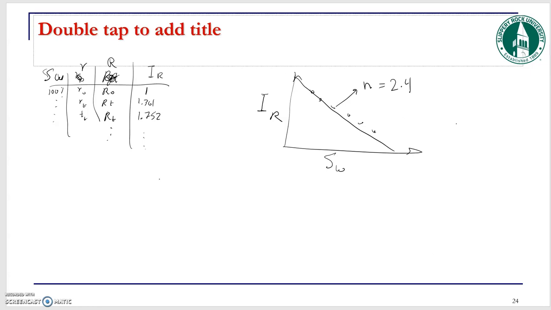And that's it. So we will have one more video for the resistivity, which is going to be a short video on the effect of different parameters on these resistivities.